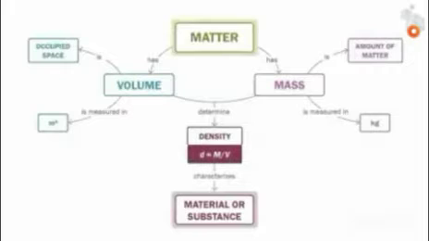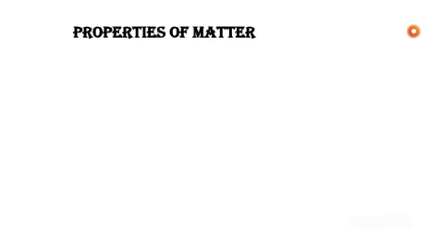So as you can see here in the concept map, what is mass? Mass is the amount of matter present in an object and it is measured in kilograms, whereas volume is the occupied space and it is measured in meter cube, and the summation is called density, which is mass per unit volume.